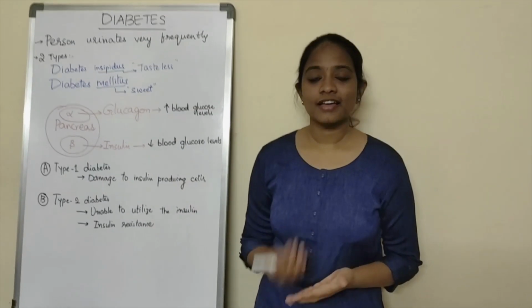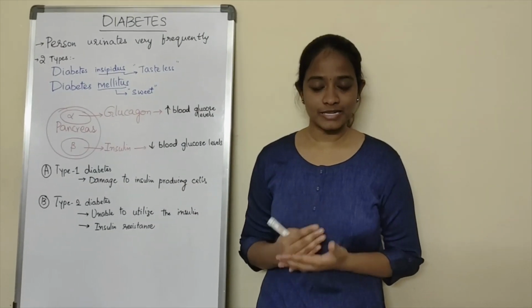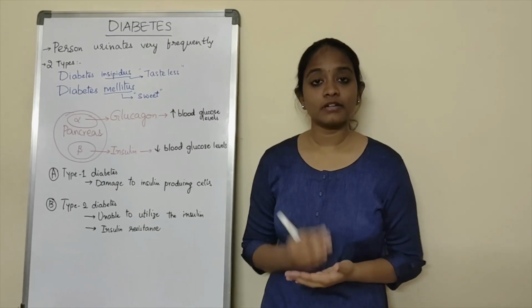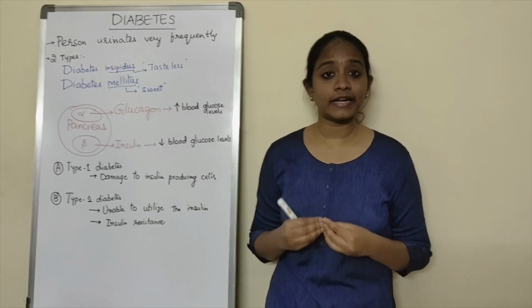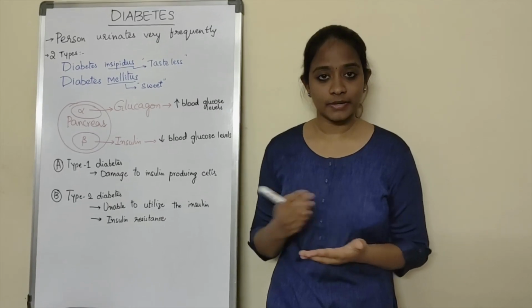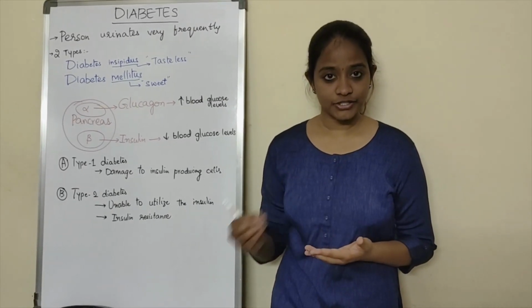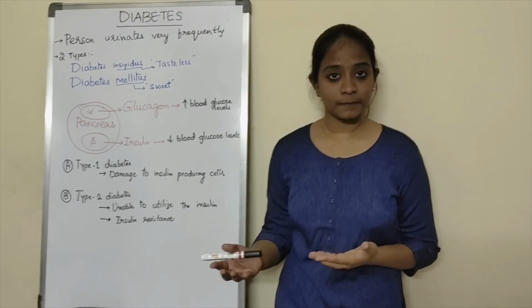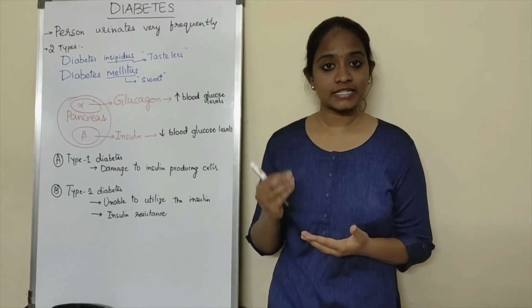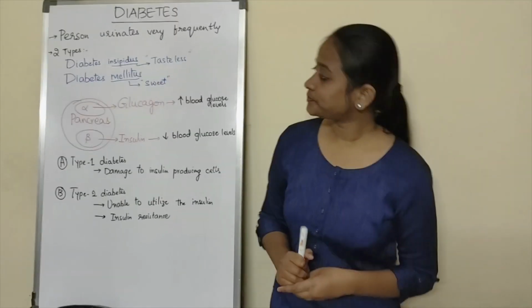What is diabetes? Diabetes is a condition in which the person urinates very frequently. The word diabetes is derived from the Greek language. In Greek, diabetes means to pass through. So the person who suffers from the condition passes through the urine very frequently. That is the reason diabetes is the name given to this condition.